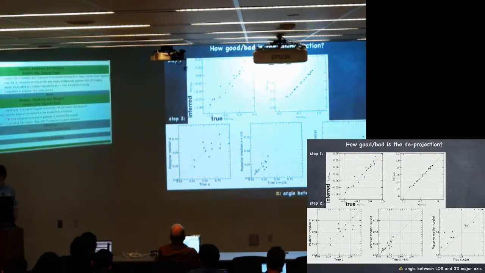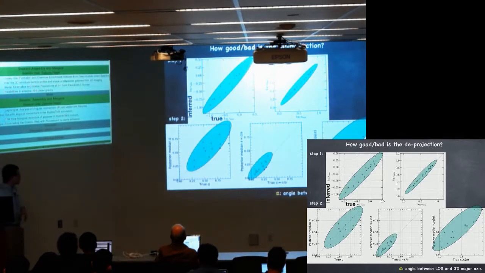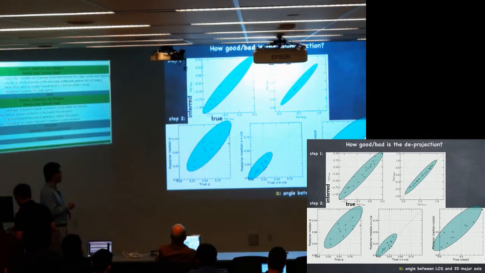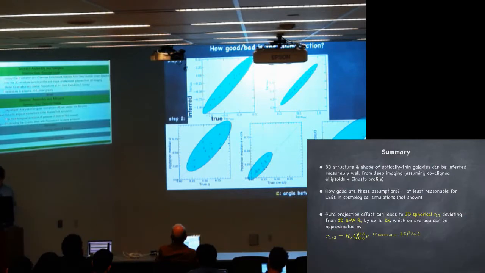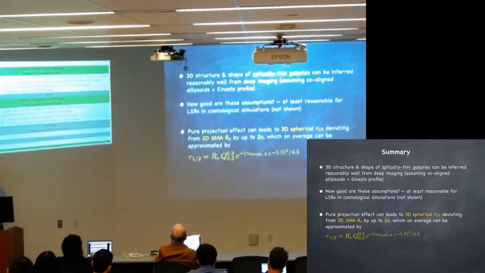And to summarize, the inference procedure is pretty reliable. We can always get a good correlation between the inferred parameter versus the true parameter. So here I show you the density profile ones and the shape parameters, as well as the line of sight angles. So to summarize, I think it's hopeful to infer the 3D structure and the shape just from 2D imaging, depending on a couple of reasonable assumptions.